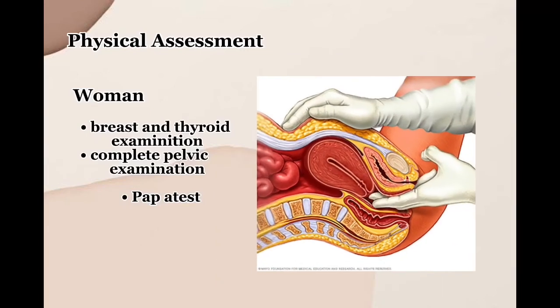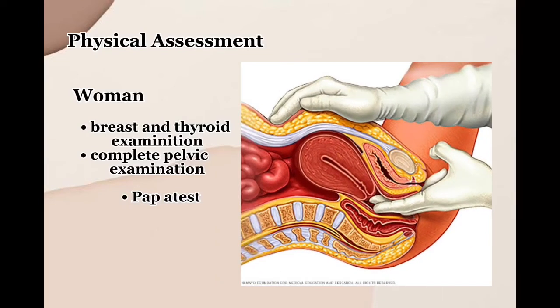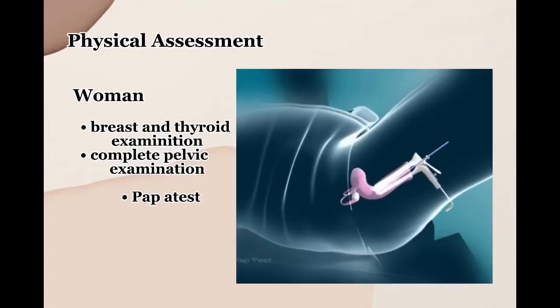Complete pelvic examination. It includes the vulva, vagina, cervix, ovaries, uterus, rectum, and pelvis, checking for any abnormalities. A Pap test is often performed during a pelvic examination. It is a screen for cervical cancer.